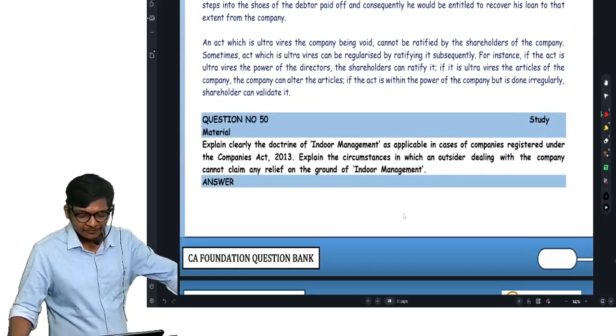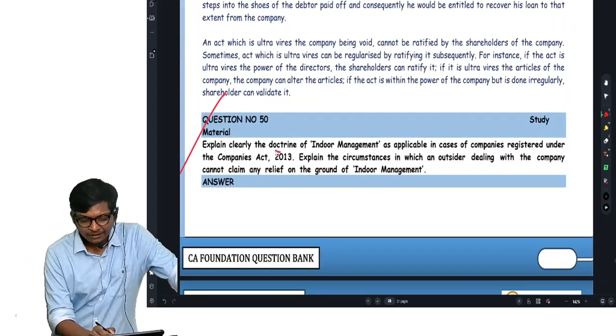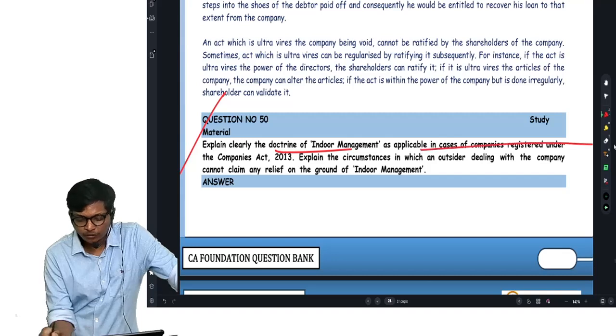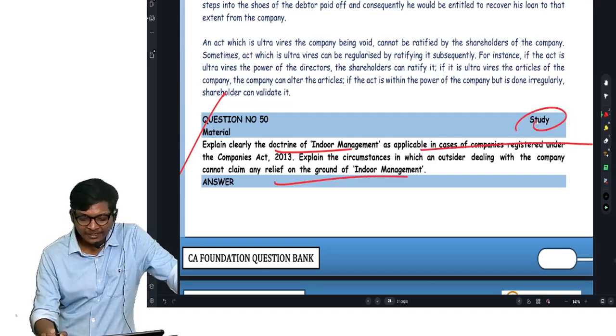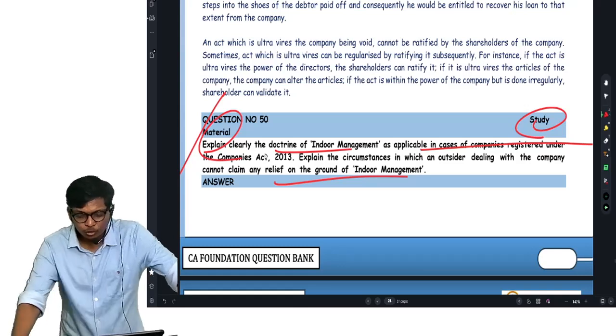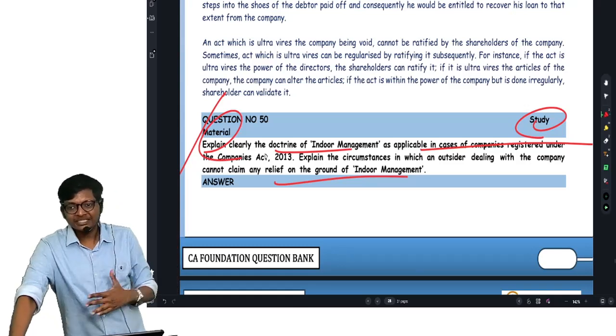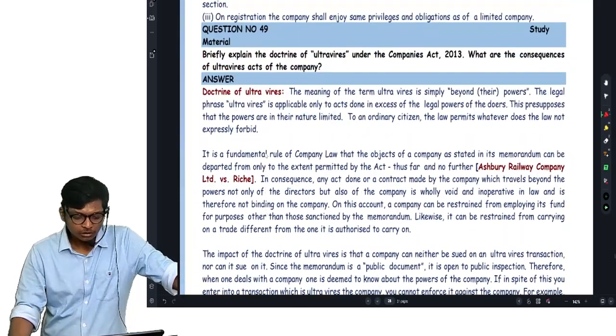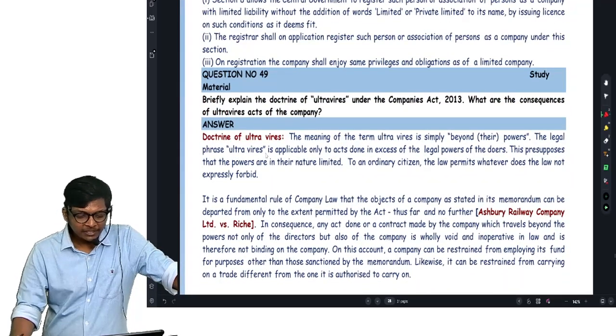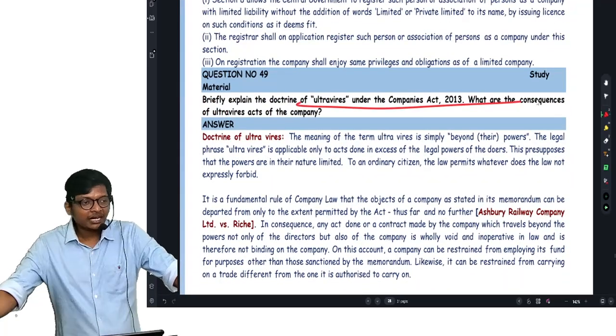Fine. Question number 50. Explain the doctrine of indoor management, just now we saw, and give the exceptions. Straightforward question. It's there in the study material. I asked them to collate all the study material plus last 6 years RTP, MTP, past exam papers, so they've added this also. 49. Briefly explain doctrine of ultra vires.